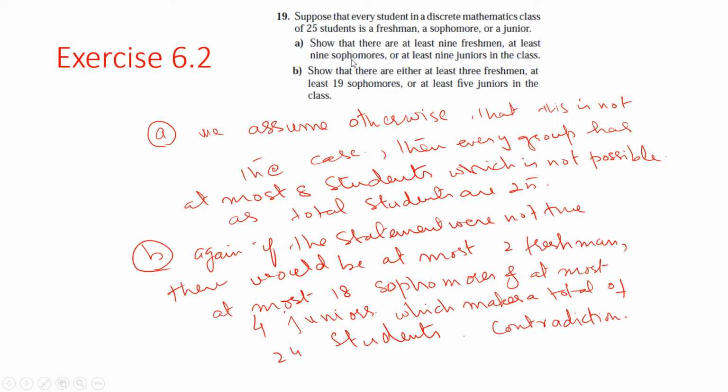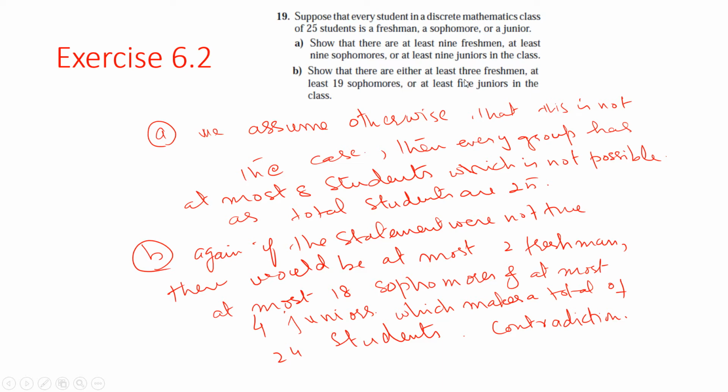Okay, let's assume otherwise, that this is not the case, and no group has 9 members. Every group can have at most 8 students. So if every group can have at most 8 students, then the total number of students will be at most 24, but our students are 25. So this is a contradiction, and so the statement is true that at least one of these groups must contain 9 students.